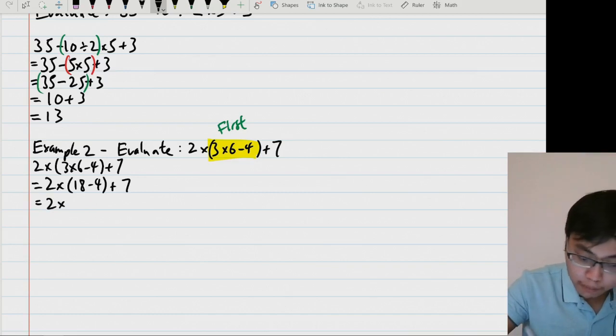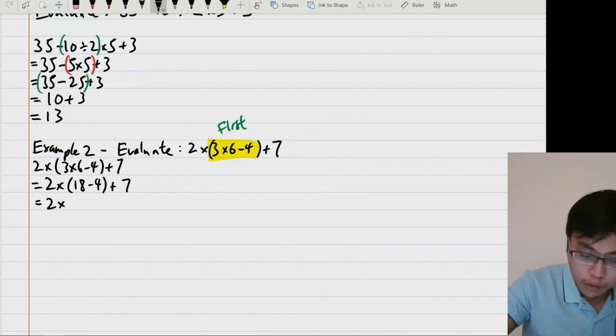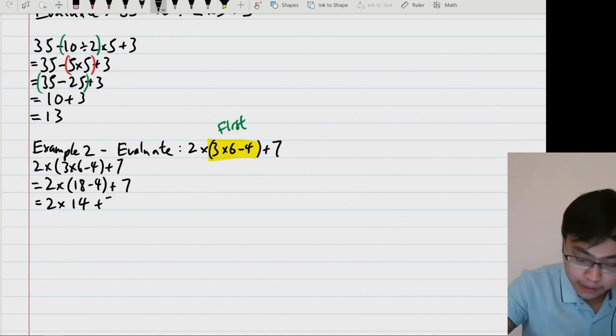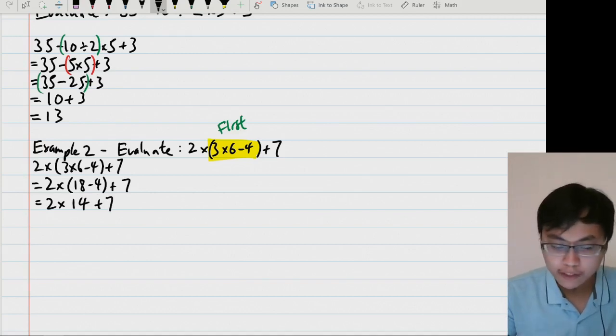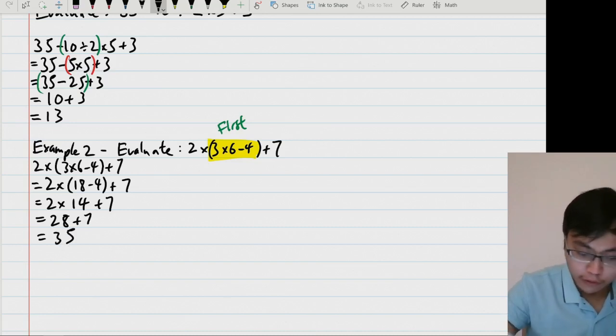And then my next step is I'm going to evaluate what's inside. So that's 2 times, what's 18 minus 4? That becomes 14. So 2 times 14 plus 7. Do I do 14 plus 7 next? No, I do times first. And so 2 times 14 is 28 plus 7. And then lastly, you add the 7, that becomes 35.